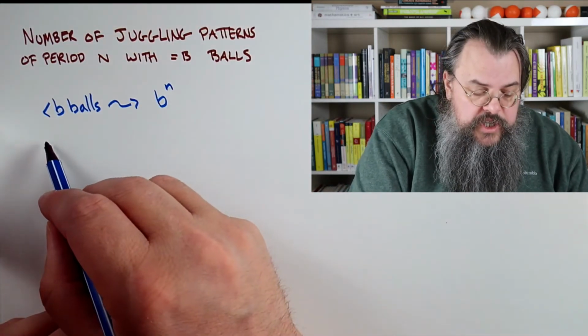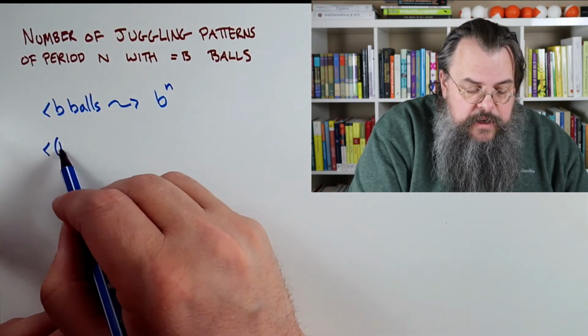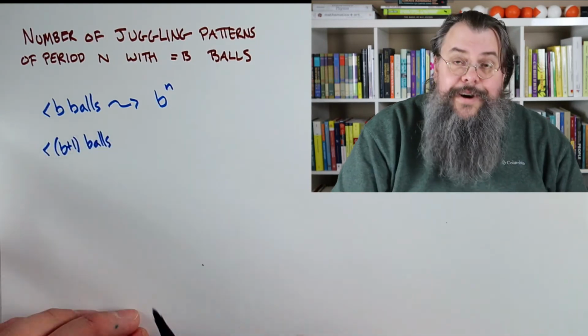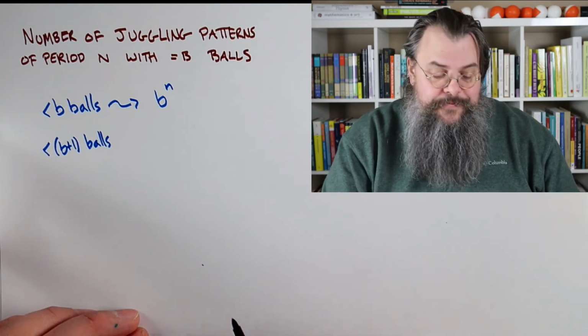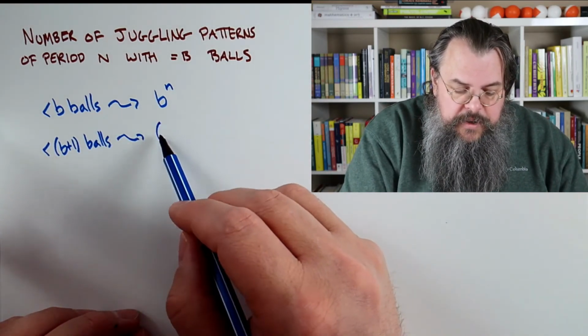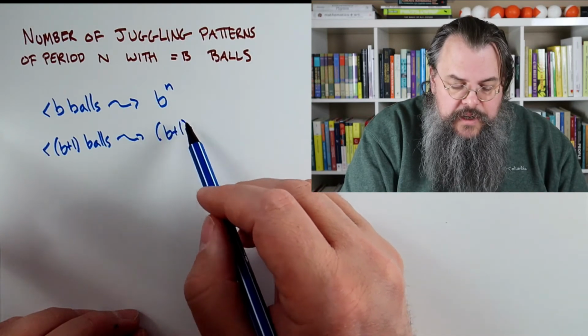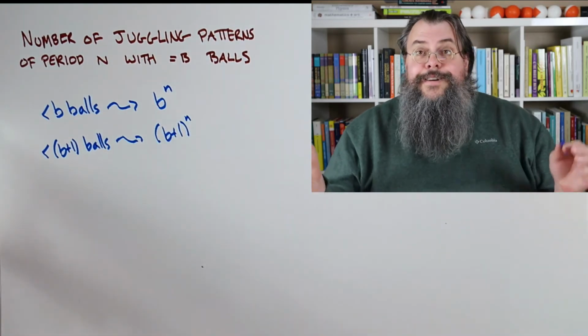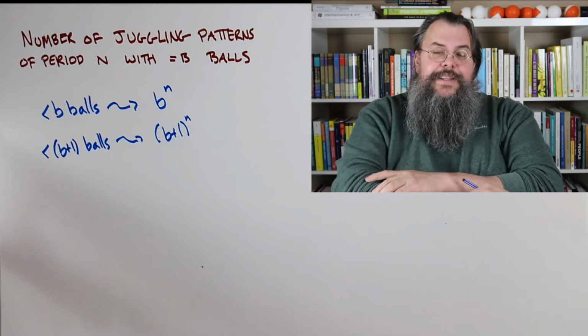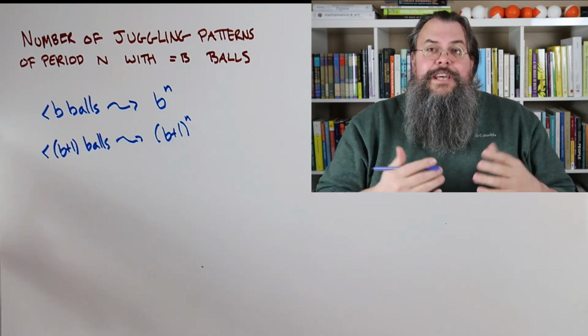Well, what if I wanted to change this and say I want less than b plus 1 balls? All right, well, how does that change the answer? Well, that changes it by becoming b plus 1 to the power n. Wow, okay, nice, cool. Now, what's the key?